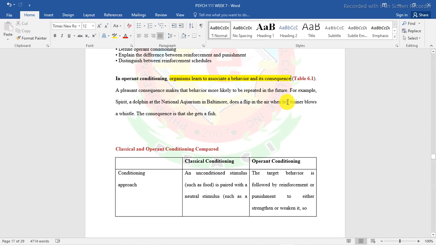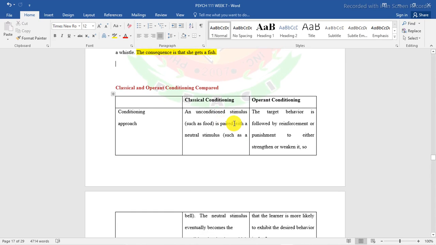For example, Spirit, a dolphin at the National Aquarium in Baltimore, does a flip in the air when her trainer blows a whistle. Consequently, she gets a fish. Ngayon ko lang ito nalaman. Example, yung mga dolphin na nagtitricks, nagpi-flip. So, pag nakagawa sila ng flip, dapat bigyan mo kaagad ng isda. Okay? Or reward. Kasi nga, a pleasant consequence makes the behavior more likely to be repeated. So, hindi magtitricks yung dolphin or yung aso mo kung wala kang reward. Kasi it's all about the consequences. Ayan. Reward is just a consequence. Okay?